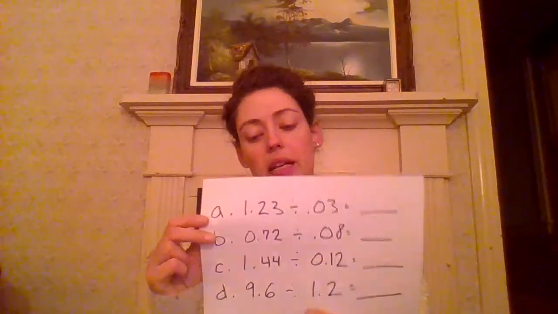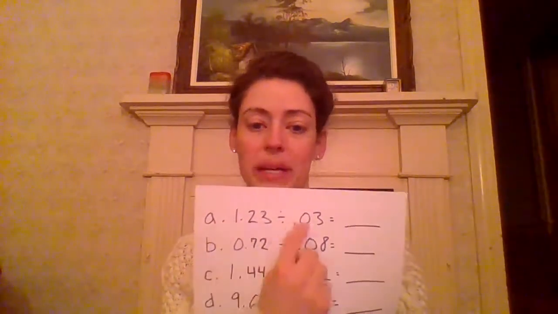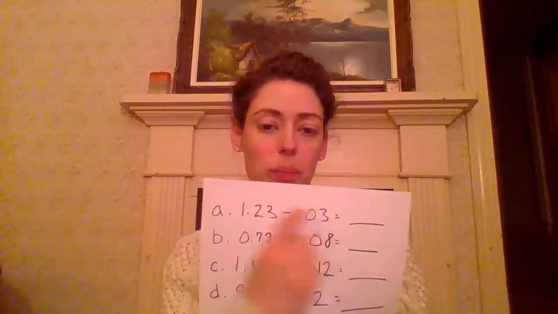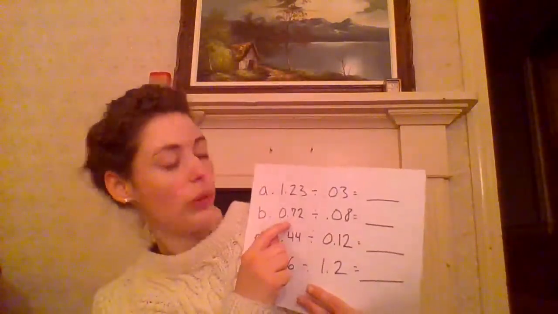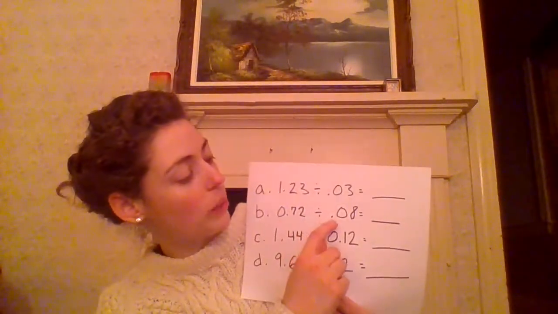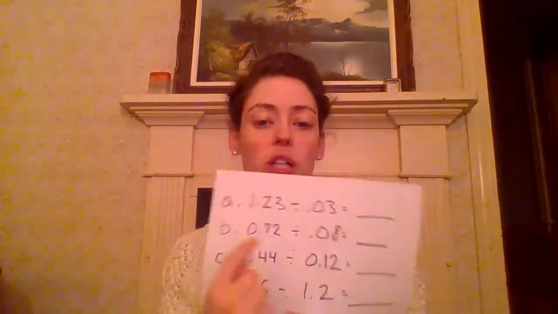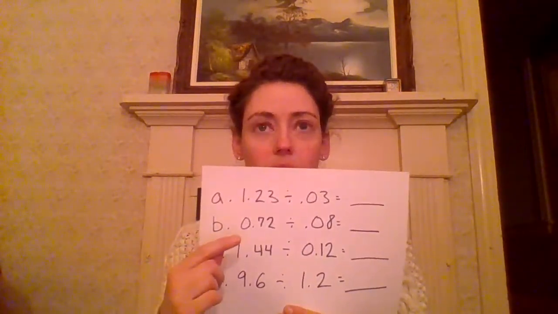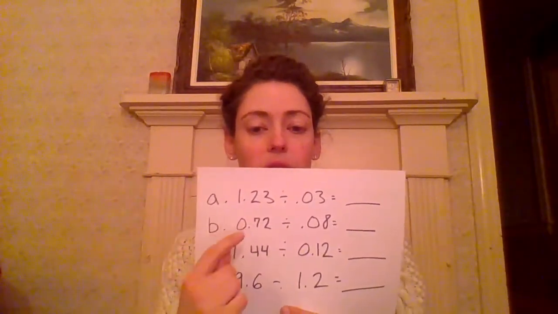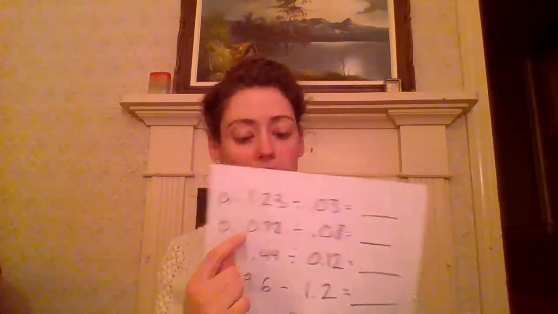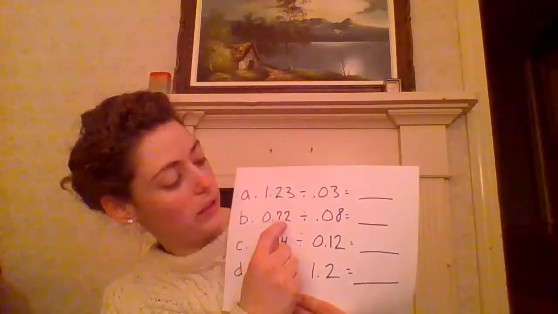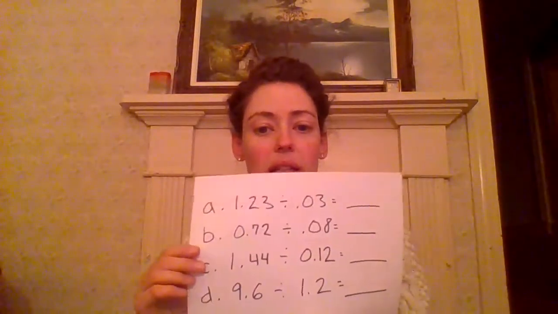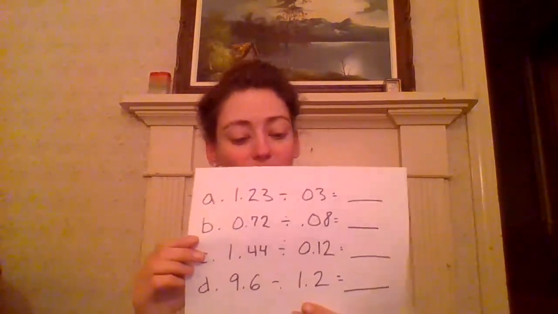So we could think of these as being in meters, and we will change them into centimeters by multiplying them both by 100. Let's just say we had 0.72 meters divided by 0.08 meters. Let's change these into centimeters. And remember, it takes 100 centimeters to make a meter. So we'll multiply by 100. So we'll have 72 divided by 8. How much is that? See if you can figure that one out.